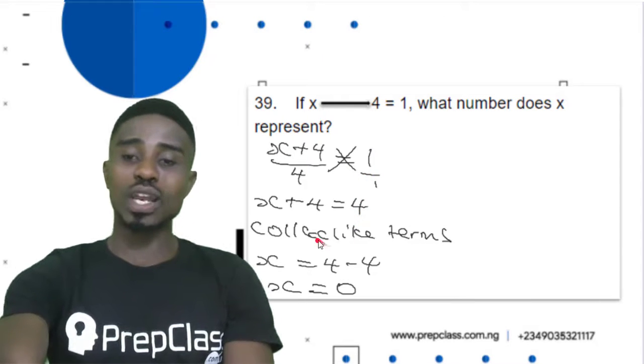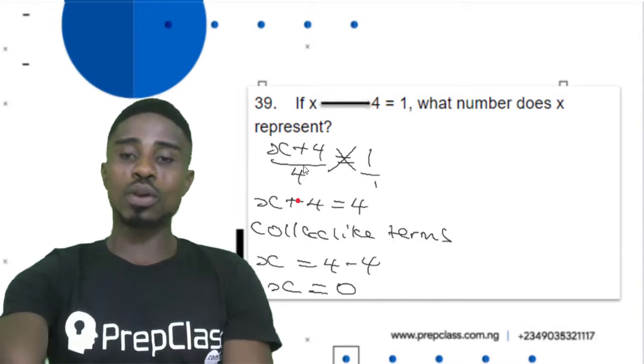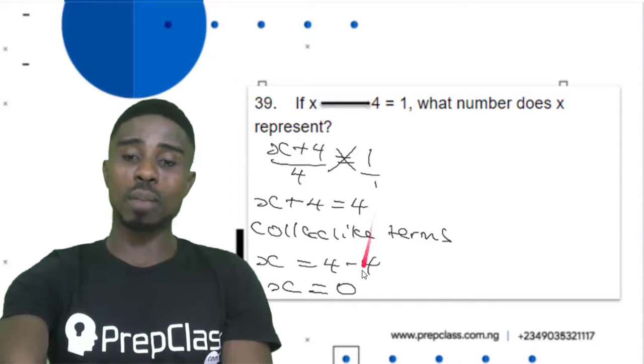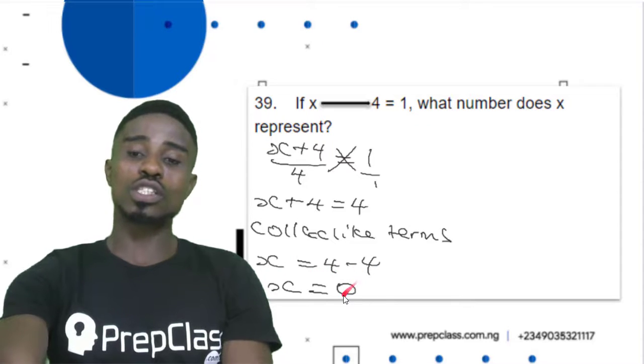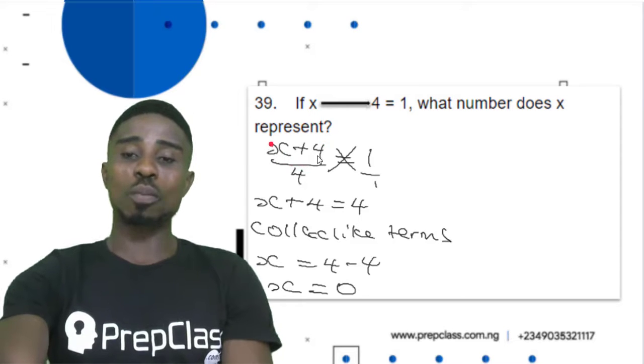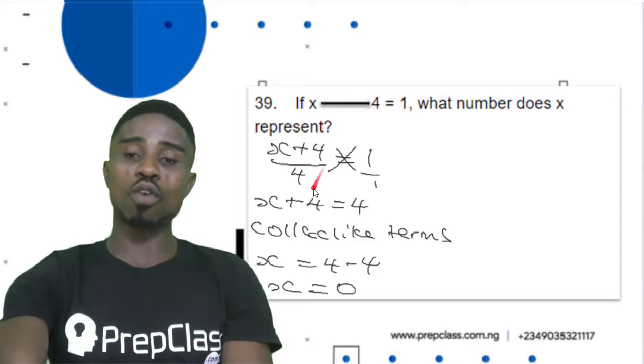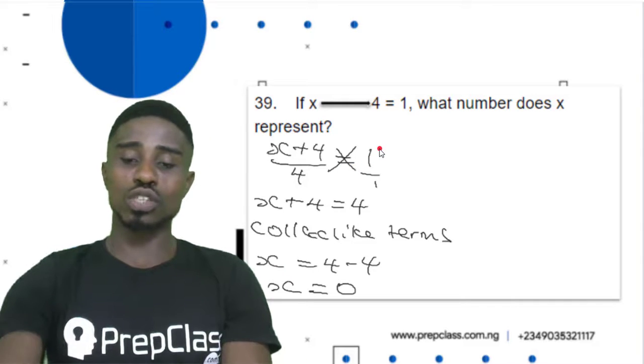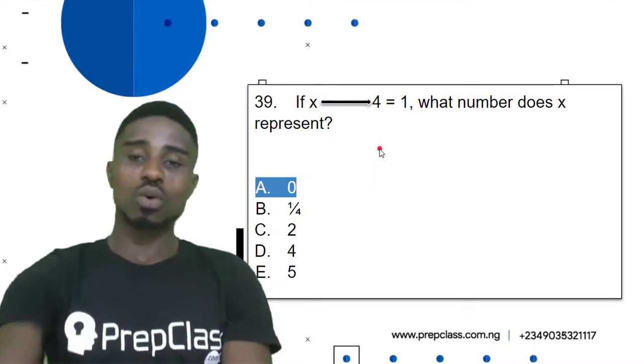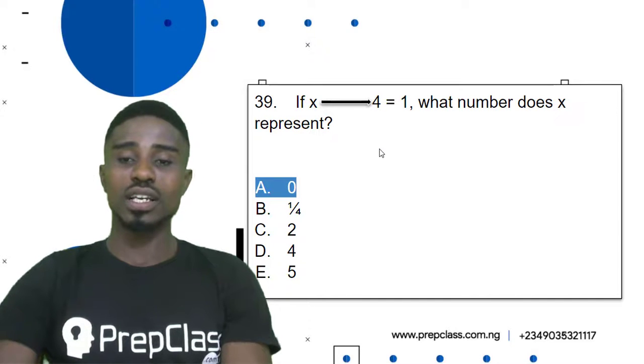What do we do next? We collect like terms. Plus 4 will cross over to this side to meet this 4, and it will become minus 4. So x will be equal to 4 minus 4, which is equal to 0. So x is 0. If we try it out, 0 plus 4 over 4. 0 plus 4 is 4. 4 over 4 is equal to 1. So x is equal to 0, and that's correct. Question 39, option A, 0 is our correct answer.